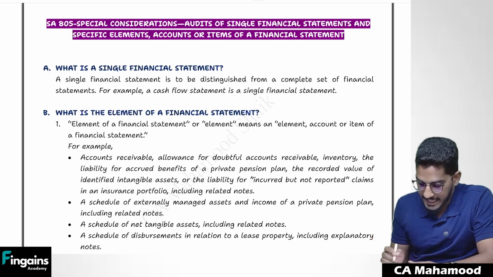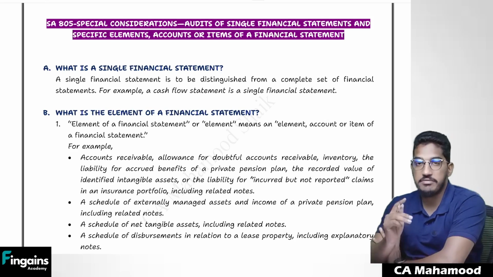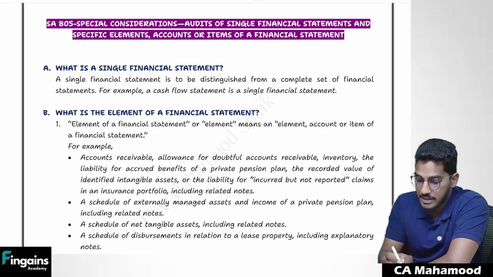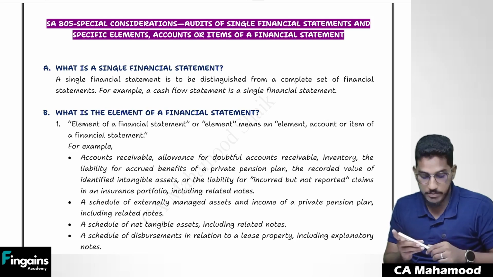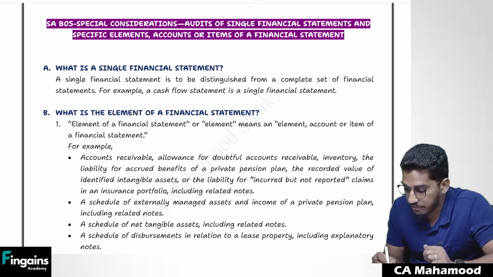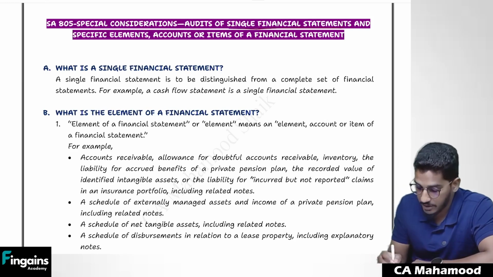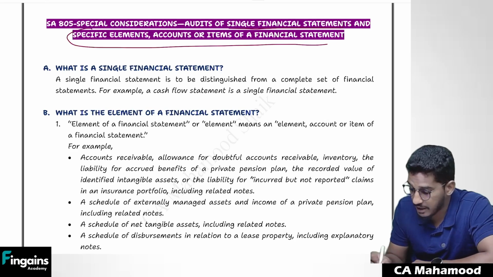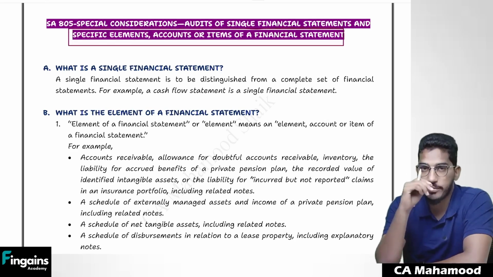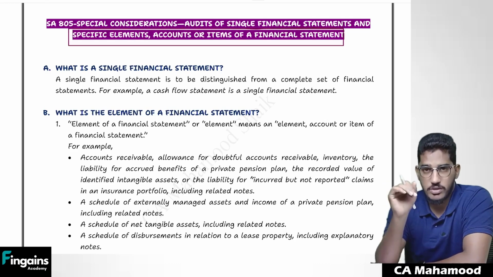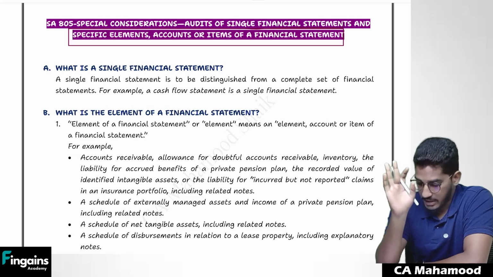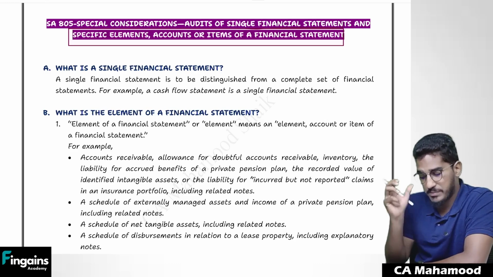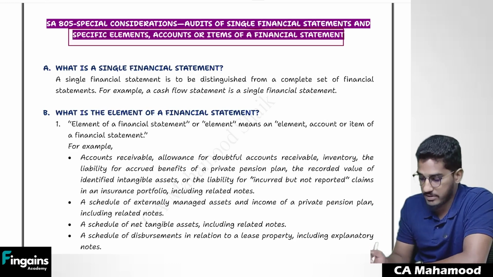Now we will take up SA 805 for revision. So SA 805 is also talking about one special assignment, which is, sometimes as an auditor, you might be called upon to conduct audit of a single financial statement, or sometimes you might be called upon to conduct audit of a specific element, account, or item of the financial statement. This is also one special purpose audit. Let me tell you what exactly is the meaning of single financial statement or specific element, accounts, or items of the financial statements.